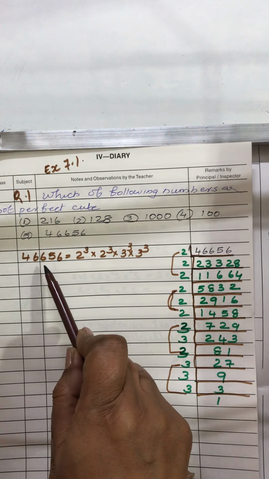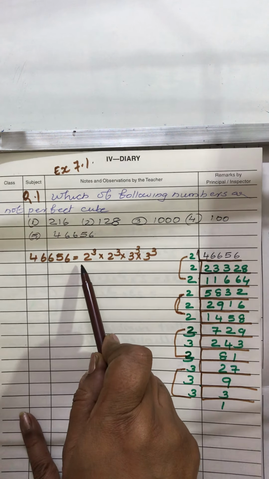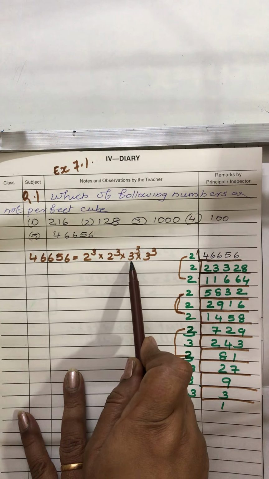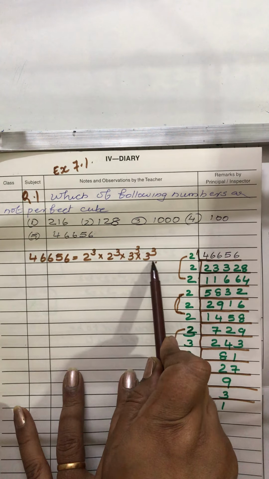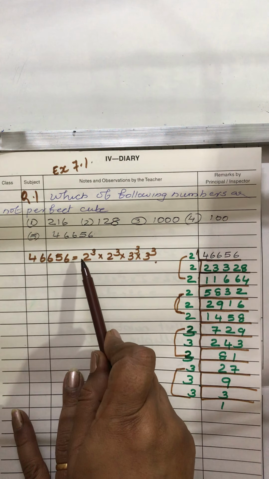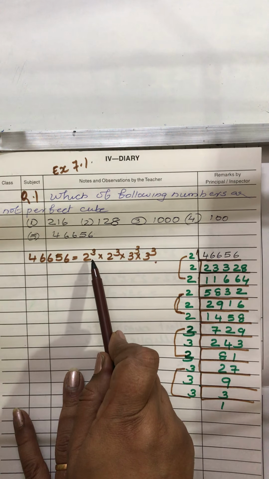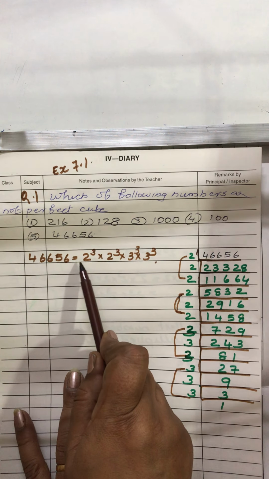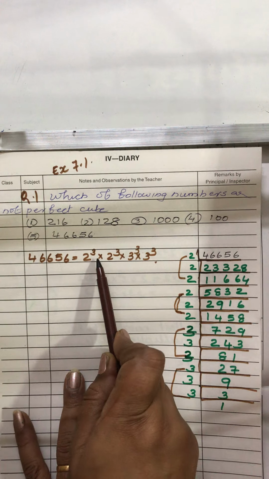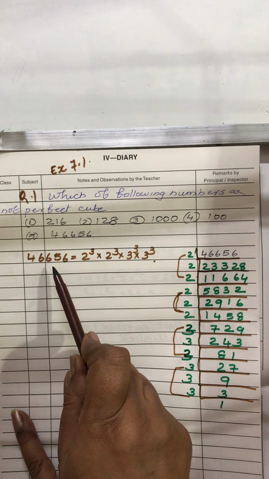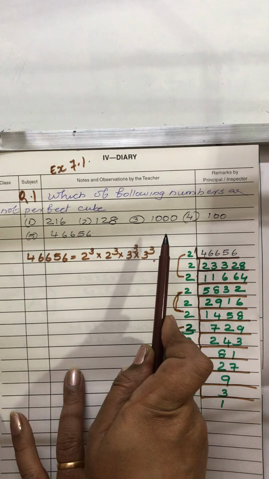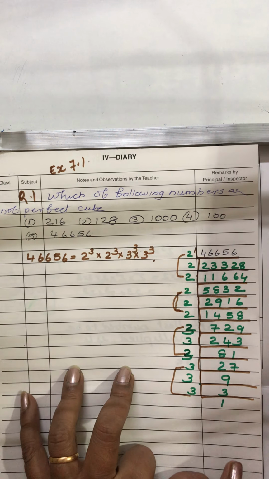So 46656 is equal to 2 cube into 2 cube into 3 cube into 3 cube. That is, it can be written as the product of cubes. When we are grouping into groups of 3, there are no numbers left out. Therefore, we can say that it is a perfect cube. The other parts of the question you are supposed to do as homework.